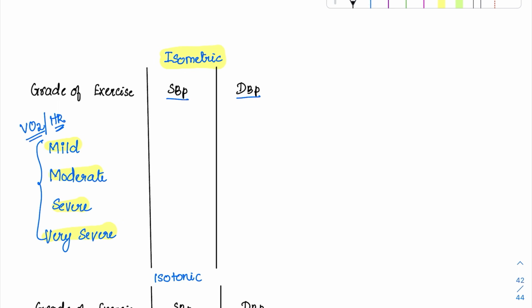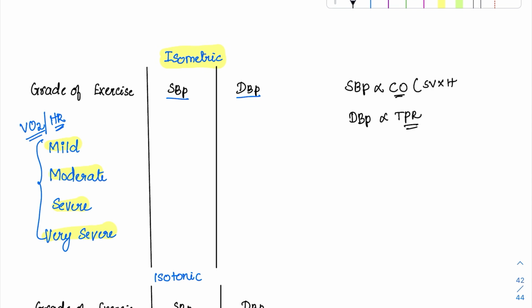So what happens to the systolic blood pressure? The systolic blood pressure is directly proportional to the cardiac output. The cardiac output is more, the systolic blood pressure is going to increase a lot. The diastolic blood pressure is directly proportional to TPR. What is TPR? TPR is total peripheral resistance. Cardiac output is dependent on stroke volume into heart rate. So first let's discuss the systolic blood pressure.